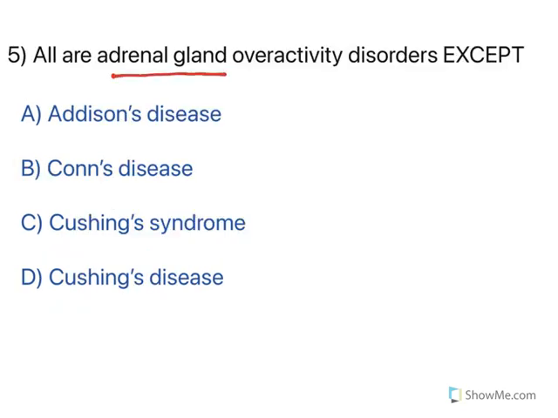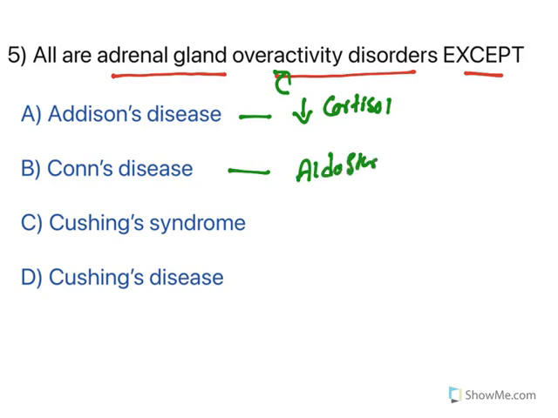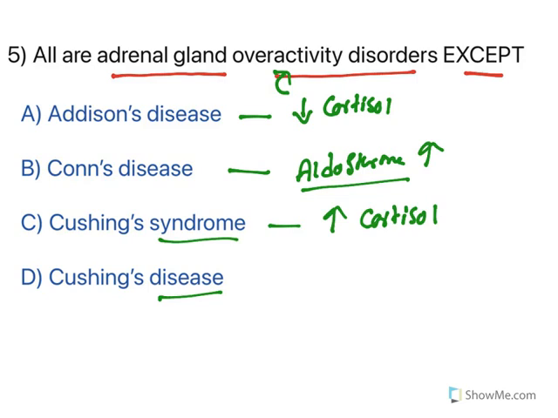Now, all adrenal gland overactivity disorders except. This is an interesting one. Addison's disease occurs because of reduced levels of cortisol. The question asks about overactivity, whereas Conn's disease is due to extra secretion of aldosterone. Higher levels of aldosterone is what causes Conn's disease, whereas in Cushing's disease, increased levels of cortisol is what causes it. Syndrome and disease, both of them are similar.